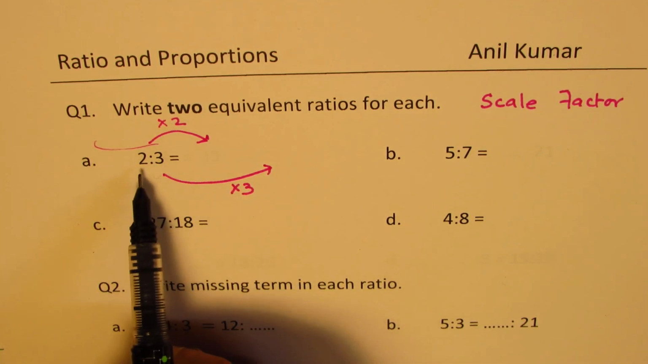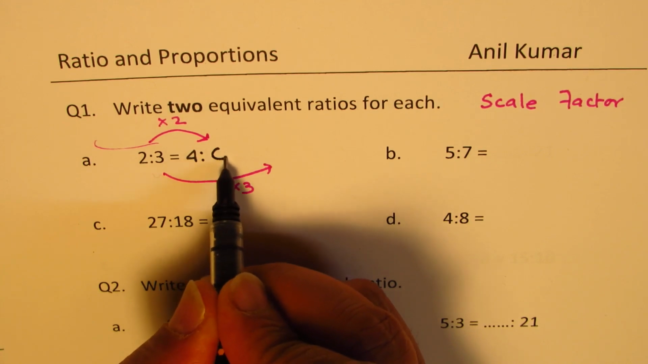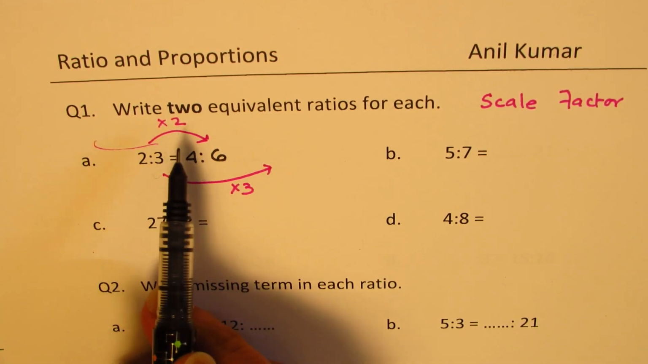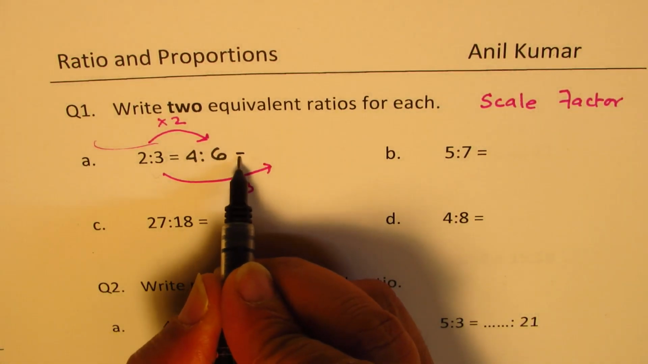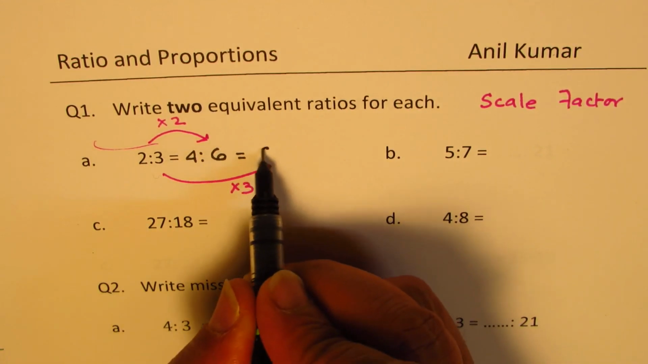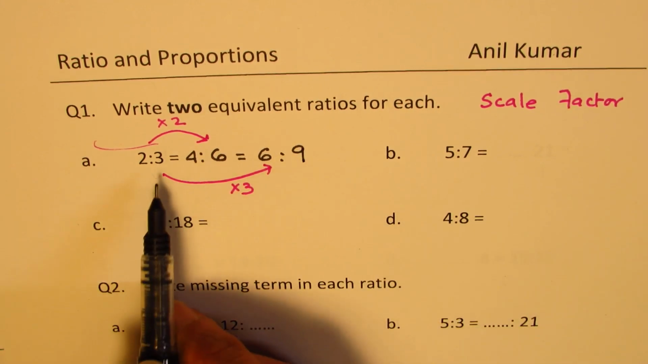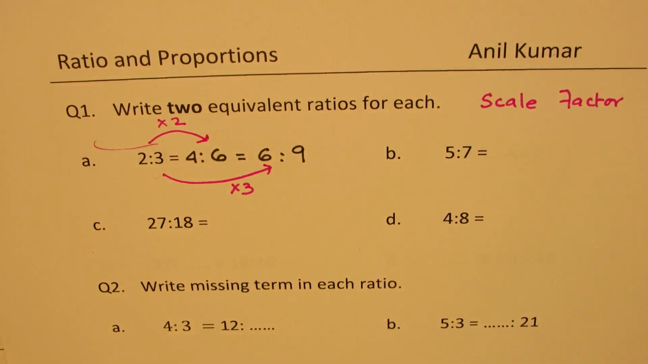So if I multiply by 2, I get 4 is to 6. Do you see that? Both terms should be multiplied by the same number and this number is called the scale factor. Clear? Now if I am multiplying them by 3, we get 3 times 2 as 6 and 3 times 3 as 9. So these three are equivalent ratios, exactly the same ratios. Correct?